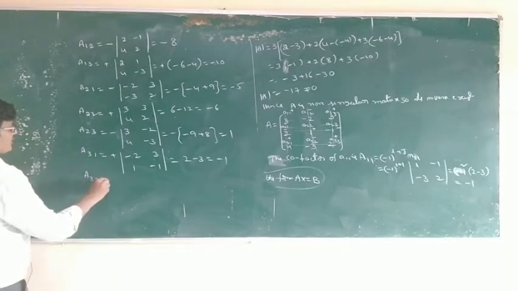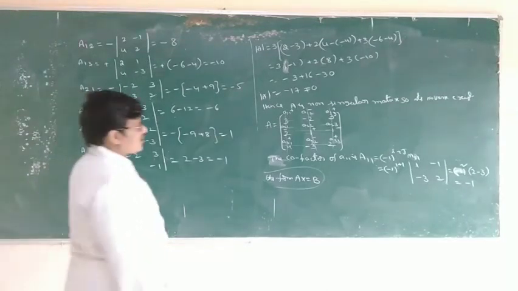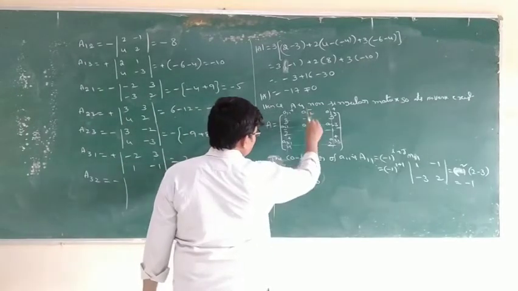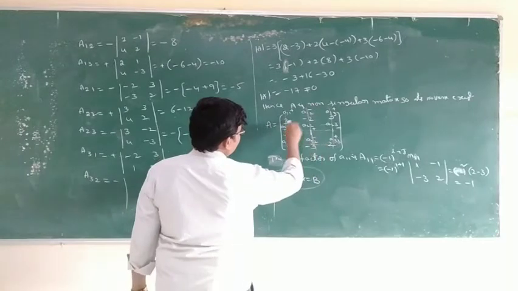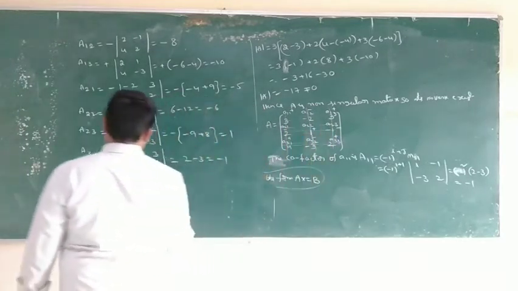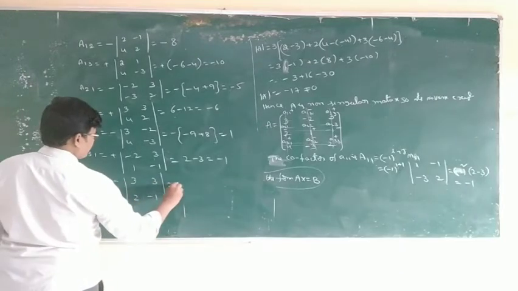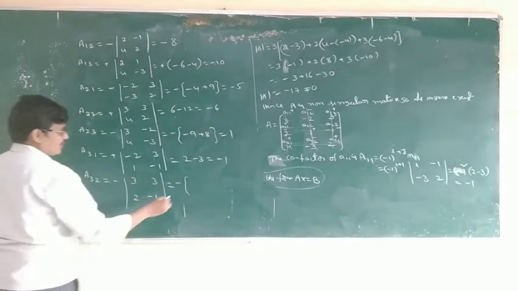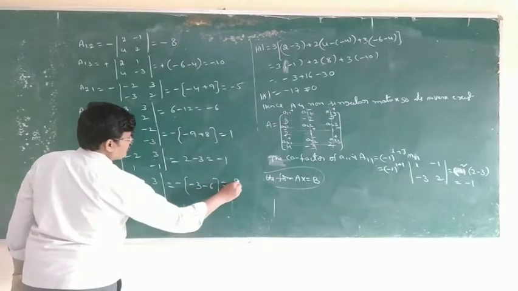Next A32: the position is minus, with the corresponding column and row deleted. Remaining 3 3, 2 minus 1, that is equal to minus of 3 into minus 1, minus 3, minus 3 minus 6, that is equal to 9.